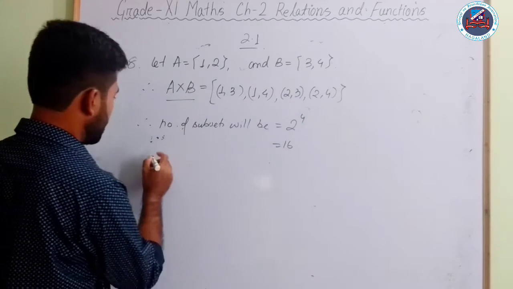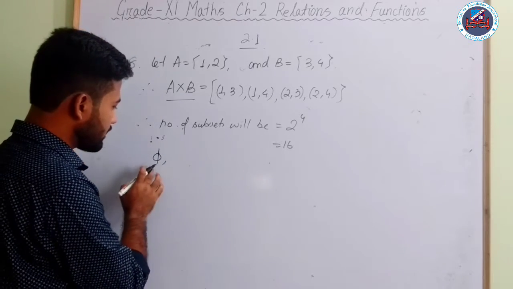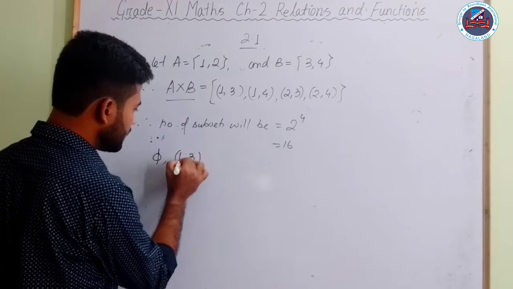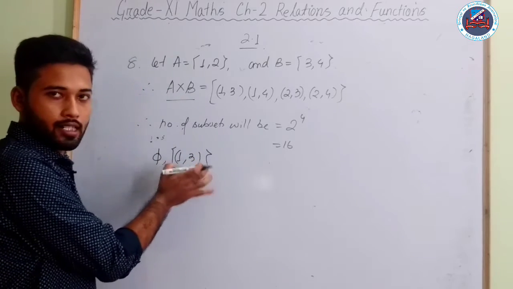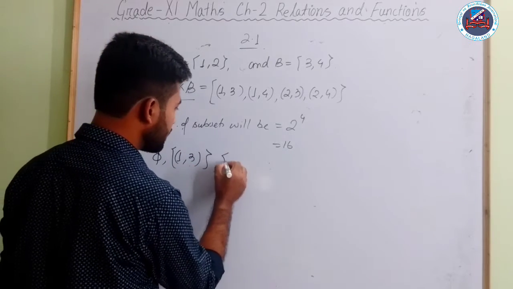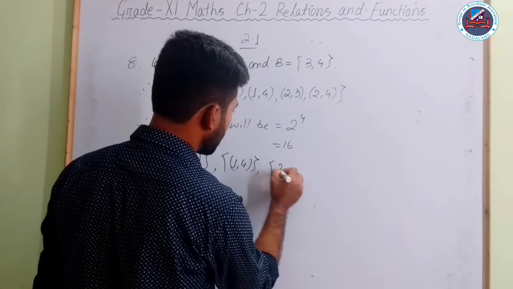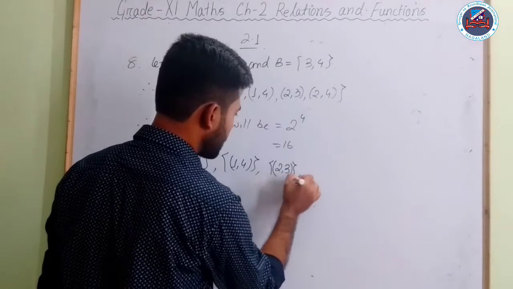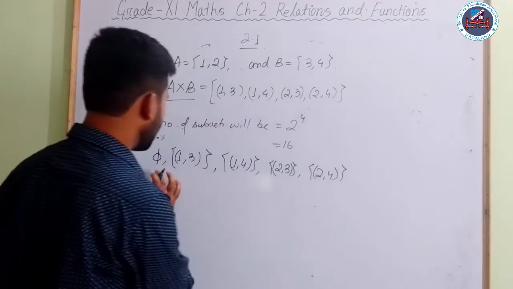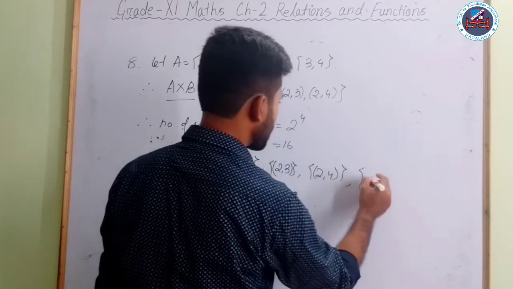Here 4 elements are there, so the subsets will be what? The first one will be phi. Always remember that phi is a subset of any set. Then {(1, 3)}, so while writing it, put it under a second bracket, only then we shall consider it as a set, otherwise it remains only as an element. Then {(1, 4)}, write all the elements, then {(2, 3)} inside brackets, then {(2, 4)}. So here we have got 5 subsets, 1, 2, 3, 4, 5.